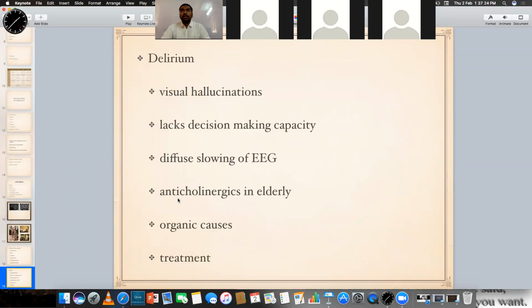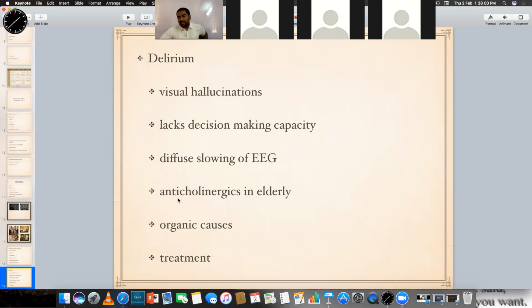Elderly who are prescribed anticholinergics are more prone towards developing delirium. Now, why is that so? Why are people who take anticholinergics more prone towards developing delirium? Like I said, delirium is basically alternating, waxing and waning levels of consciousness, right?